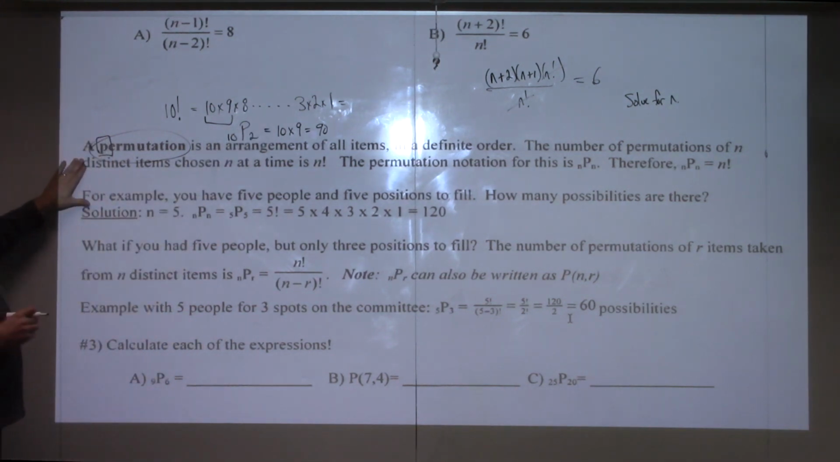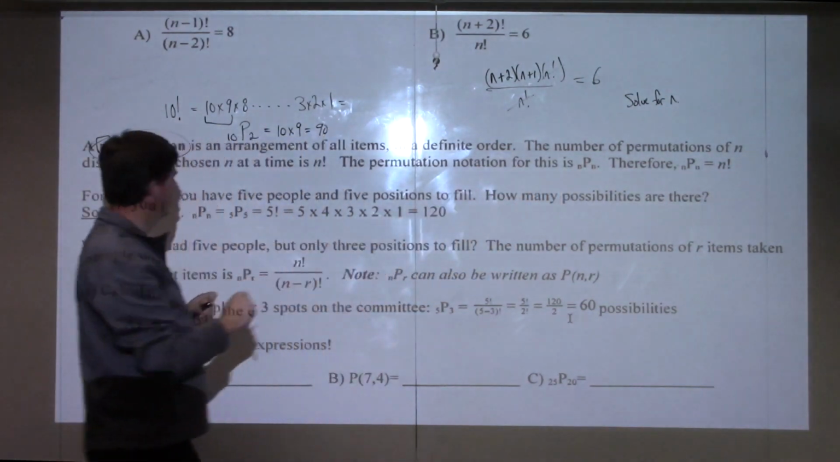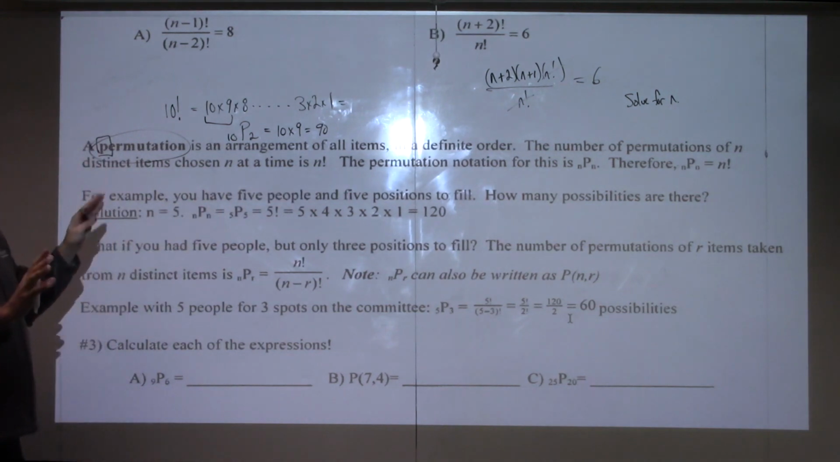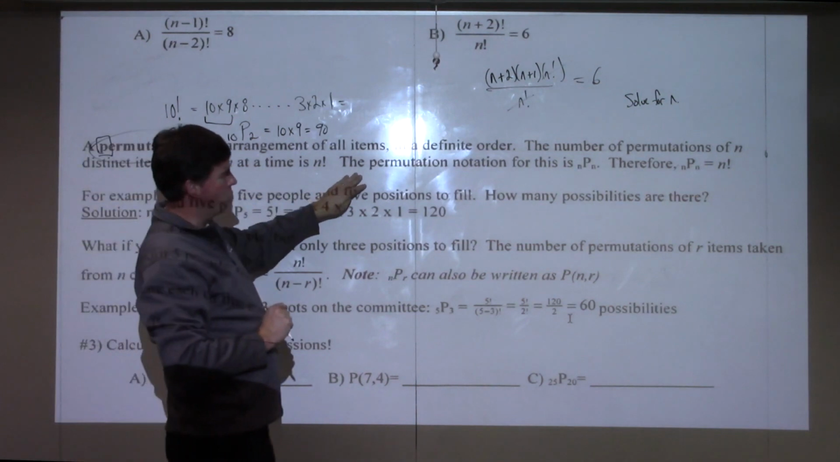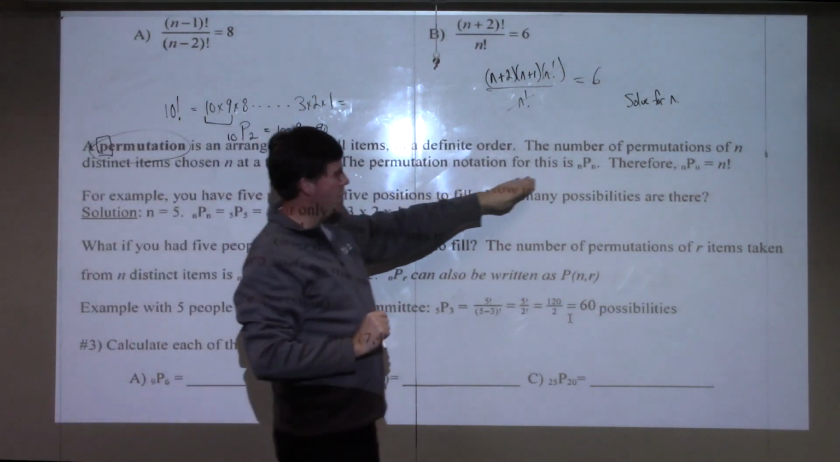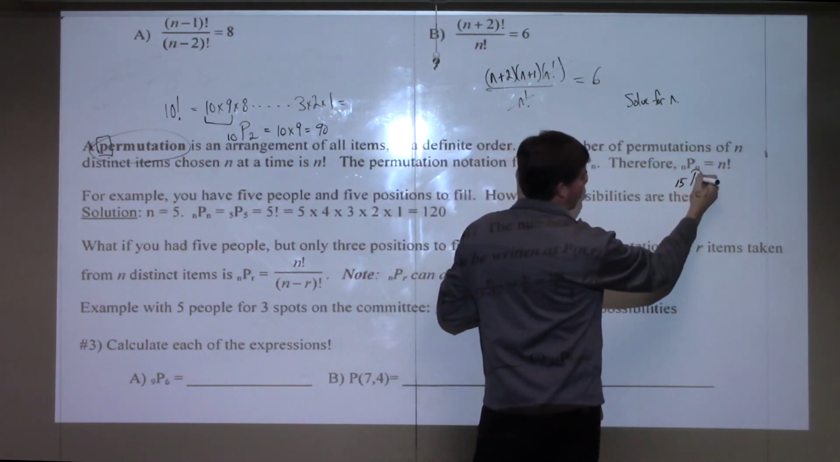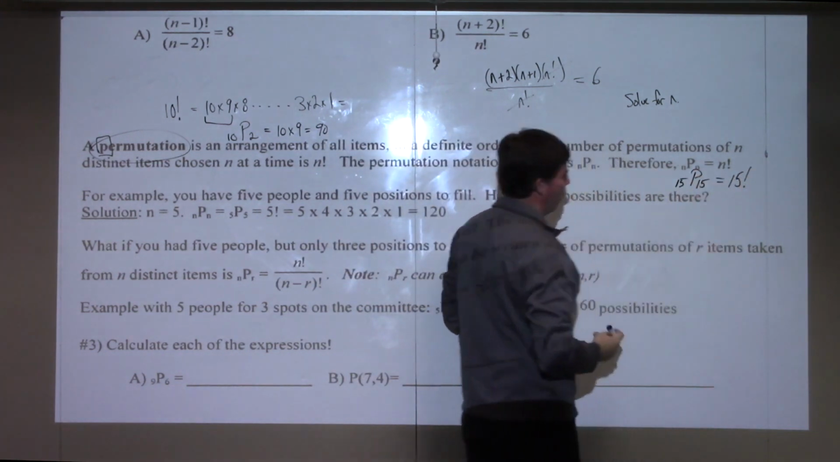So let's look at this more in general terms. A permutation is an arrangement of all items in a definite order. The number of permutations of n distinct items is n factorial. But anytime we use an n, you can just pick a number like 15 and put that in. The permutation notation for this is nPn. So using my 15 example, 15P15 is equal to 15 factorial.